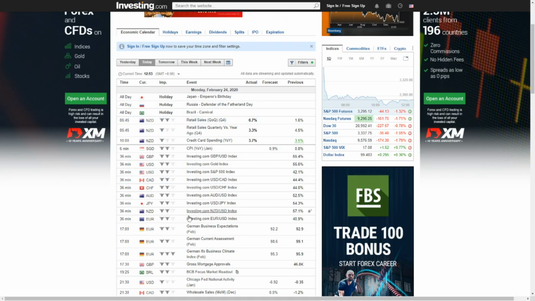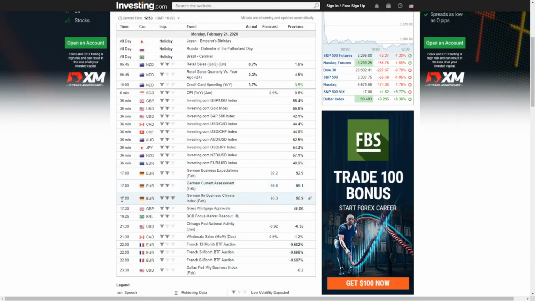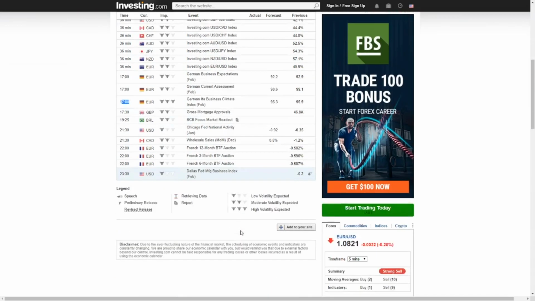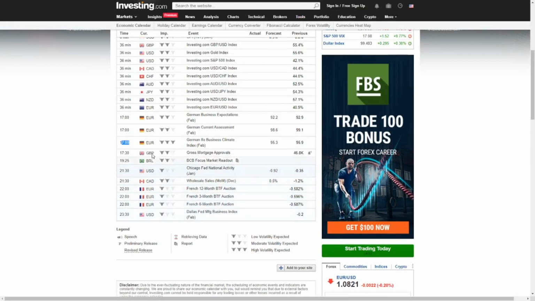When it comes to investing.com, high volatile news simply means three bulls, like this one over here, euro at 5 o'clock. There's a high volatile news on euro, so this is what we call high volatile news. Different sources of economic calendar have different indicators that you can check to see which one is high volatile news. For investing.com, high volatile means three bulls over here, as you can see. So three bulls on euro.